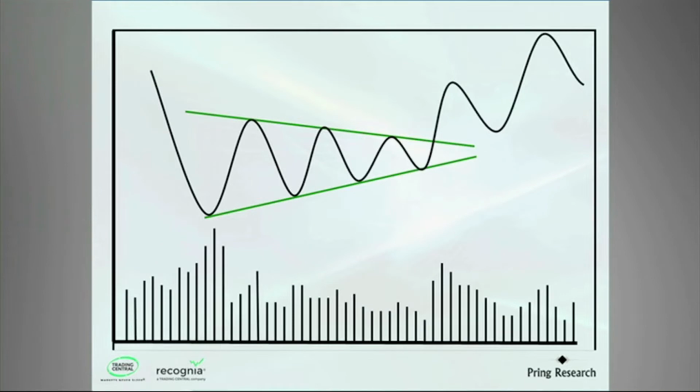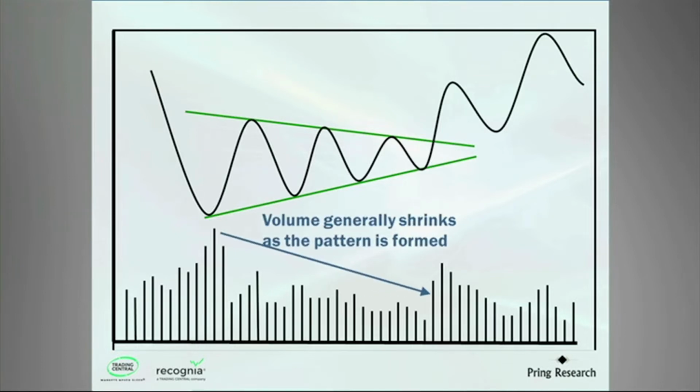Here's an example of a triangle at a bottom. The volume rules used for other patterns are also appropriate for triangles. That means that activity should gradually contract as the pattern is being formed.